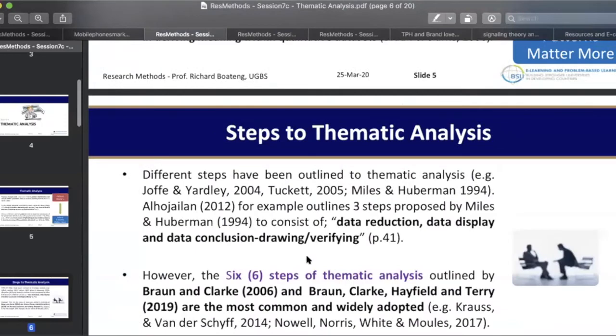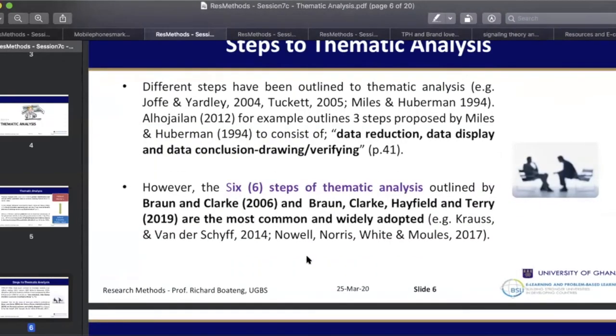Different steps have been outlined in thematic analysis by these authors. Al-Hojailan, for example, outlines 3 steps proposed by Miles and Huberman, consisting of data reduction, data display, and data conclusion and verification for pattern matching. However, the 6 steps of thematic analysis outlined by Braun and Clarke and Hayford and Terry are the most commonly used and widely adopted. So we'll use the Braun and Clarke one.